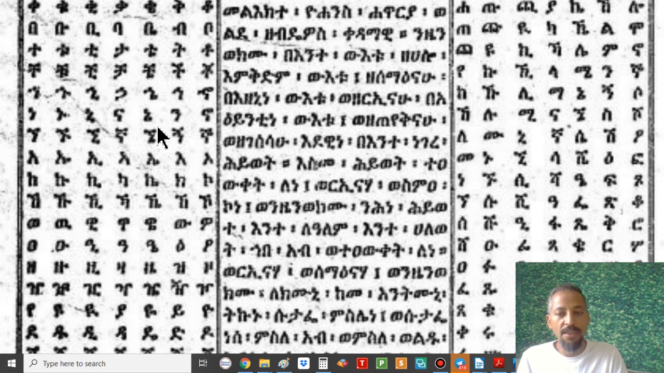And the other thing which is unique to Amharic is that Amharic doesn't have capital or small letters. That's another good thing, right? You don't have to bother misusing the capital and the small letters, or uppercase and lowercase as they are called in English. Amharic is free of this complication as well.